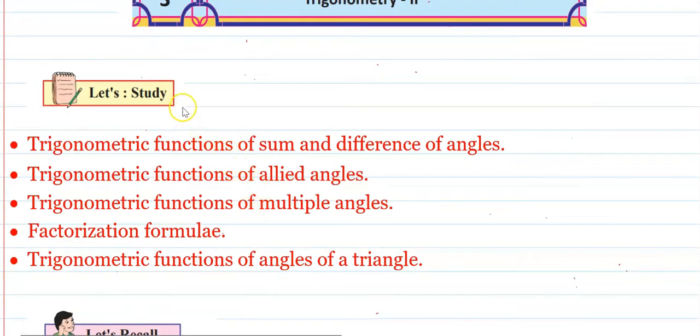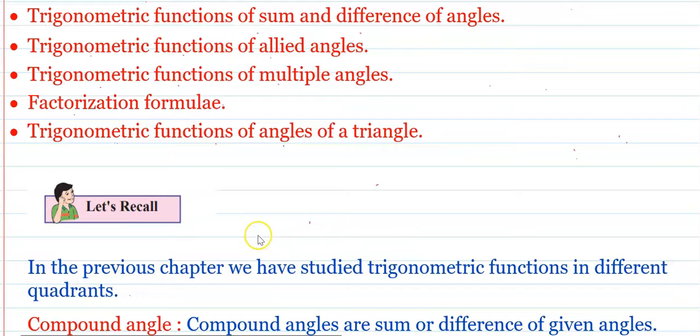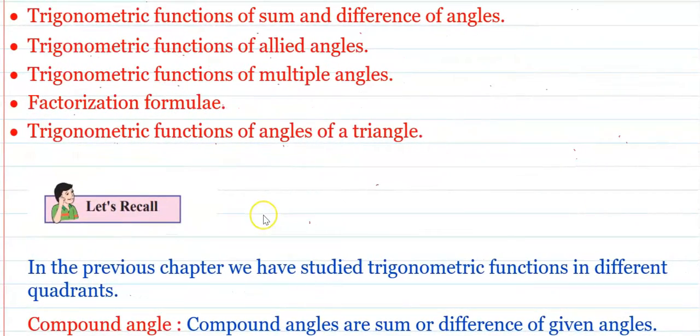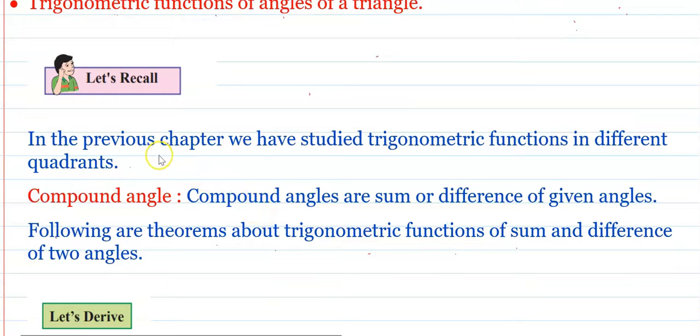And in this chapter, we will learn trigonometric functions of sum and difference of angles, trigonometric functions of allied angles, trigonometric functions of multiple angles, factorization formulae, trigonometric functions of angle of triangle. Now in this video, I will explain all the short examples before exercise 3.1 and all the examples from exercise 3.1. Now let's recall some formulas you have learned in your previous chapter.